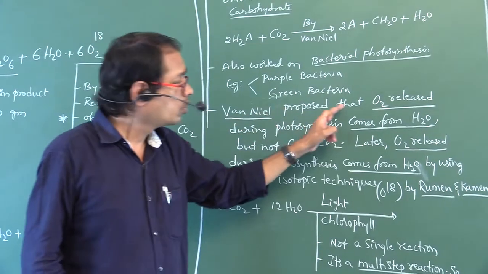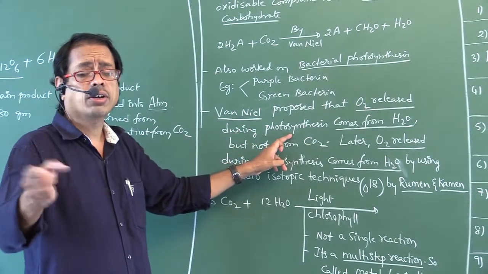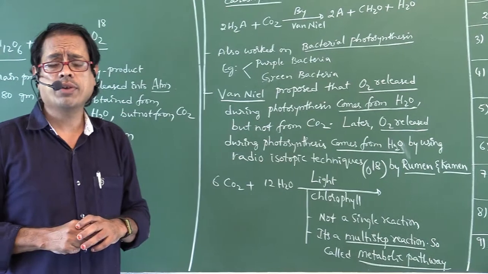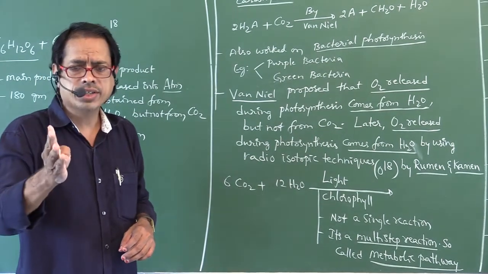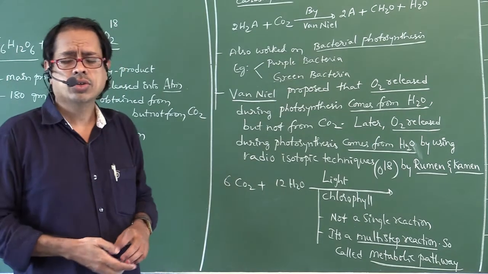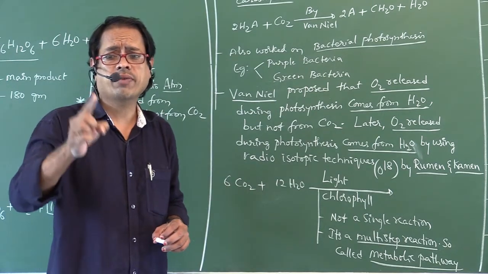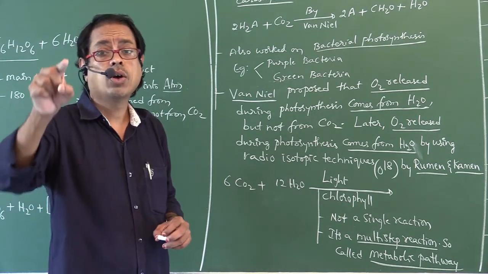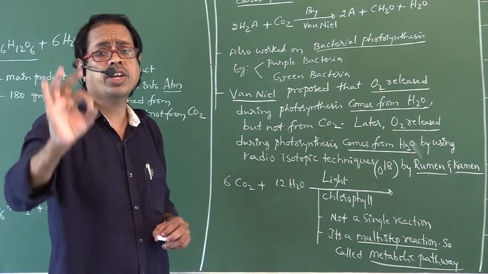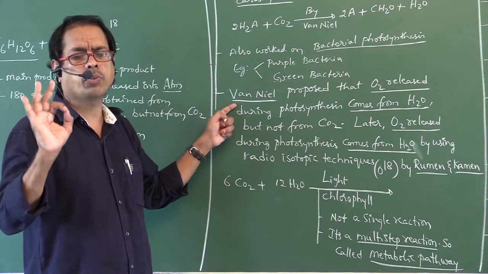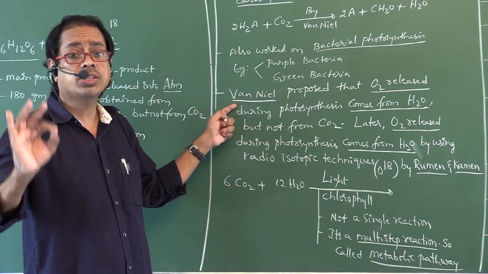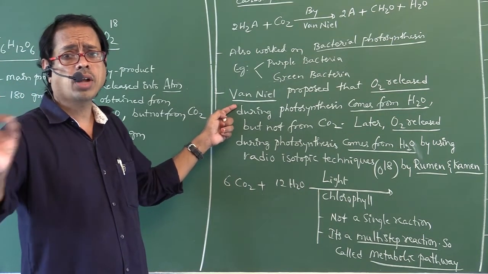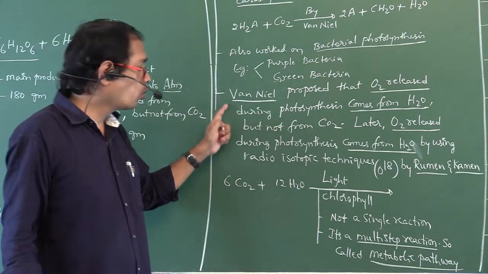Van Niel proposed that the O2 released during photosynthesis comes from water, but not from CO2. So oxygen is evolved from water. When water splits, oxygen is released into the atmosphere. That splitting of water in the presence of light is called photolysis. This oxygen is evolved from water but not from CO2. It was stated by Van Niel. Very, very important point.